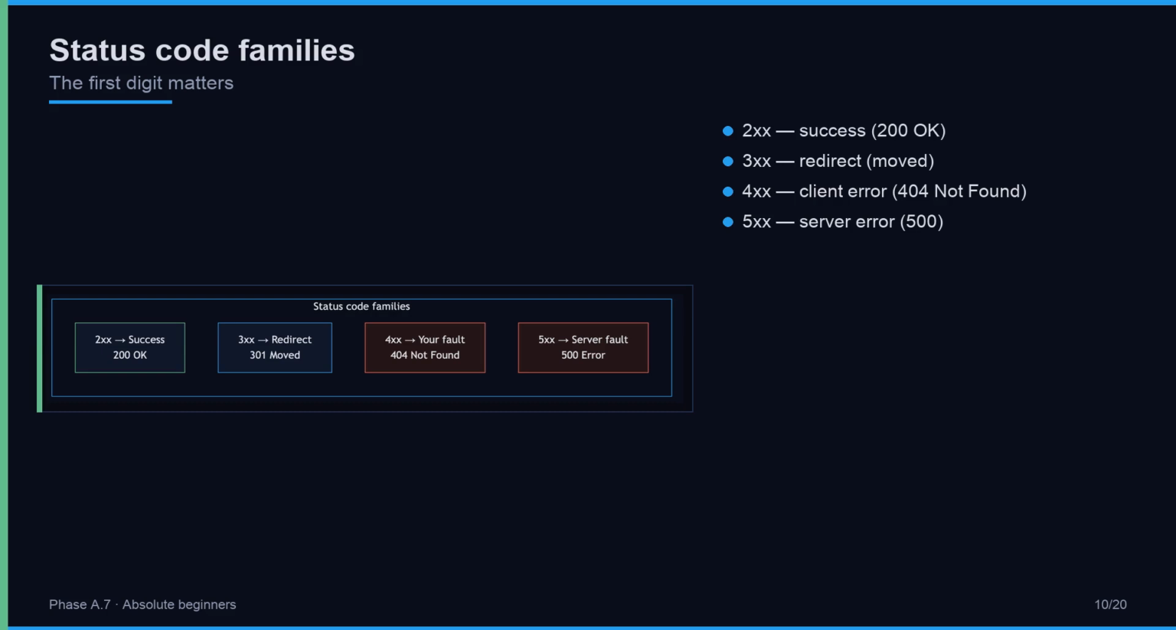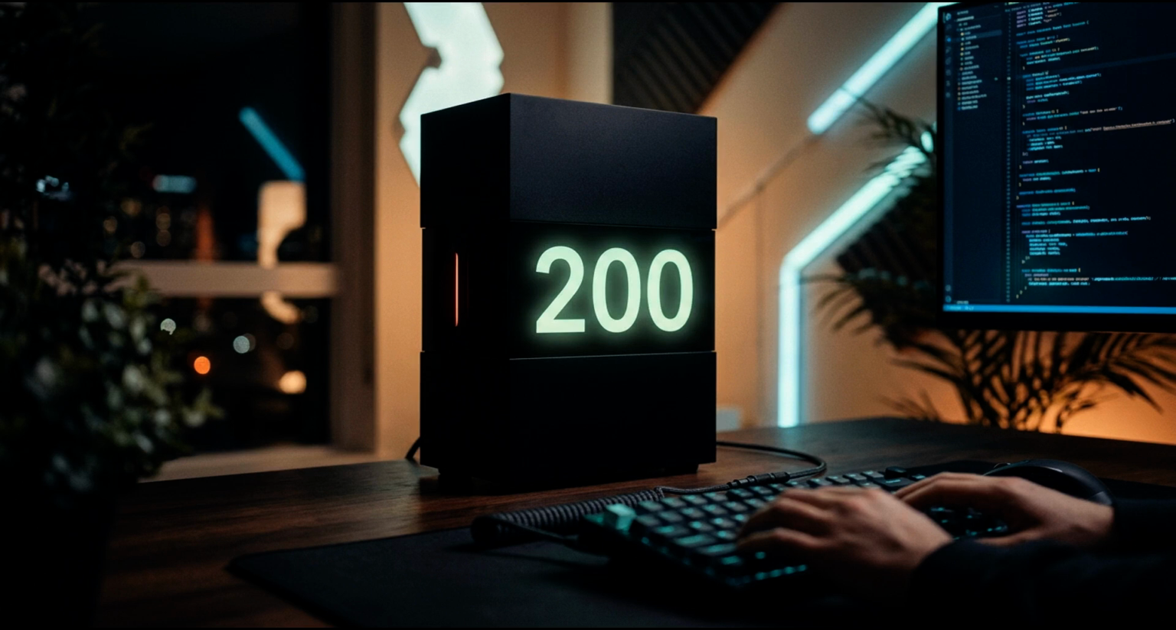The first digit matters, every response carries a 3-digit number. That number tells you whether the request worked, whether you asked for the wrong thing, or whether the server had a problem. One number, one story.